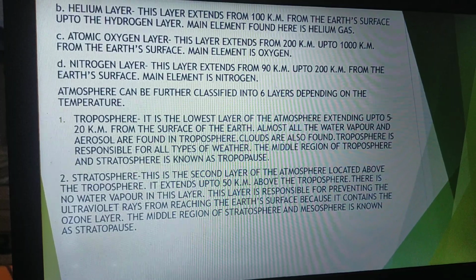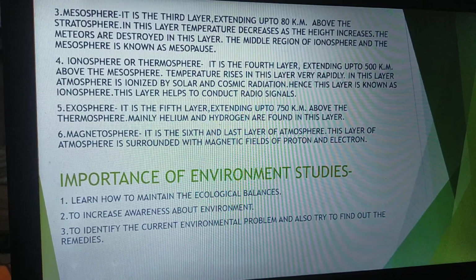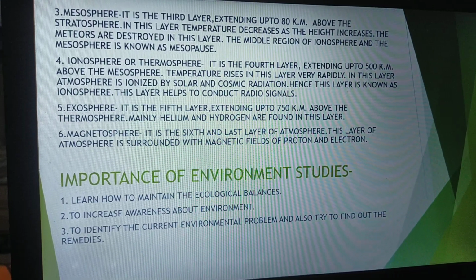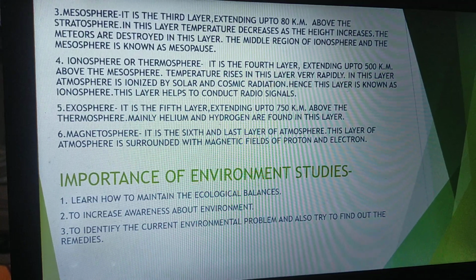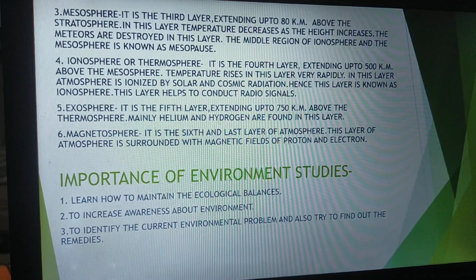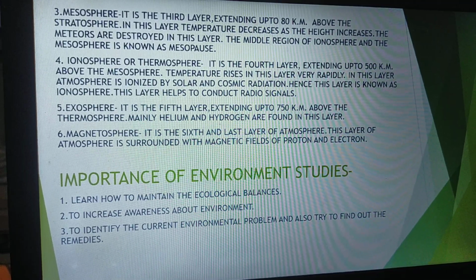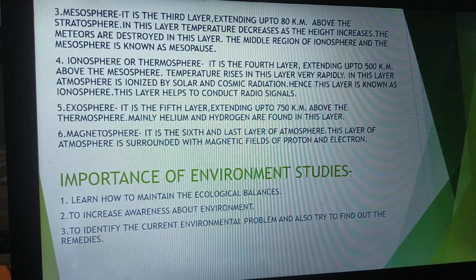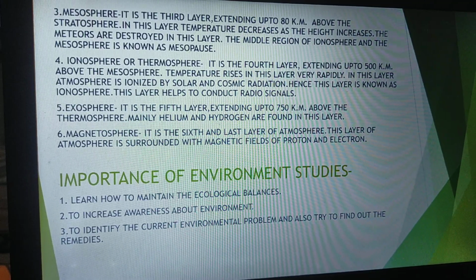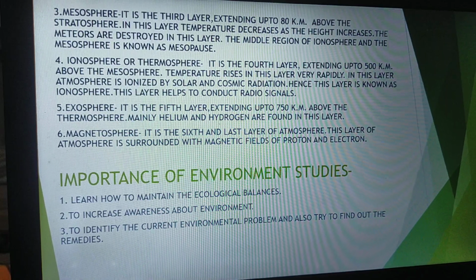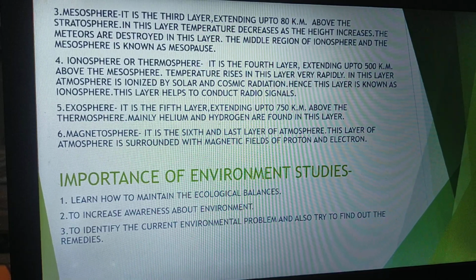Now the third layer is the mesosphere, which extends up to 80 kilometers above the stratosphere. In this layer, the temperature decreases as the height increases. The meteors entering the Earth's atmosphere from outer space are destroyed in this layer. The meeting point of the mesosphere and ionosphere is known as the mesopause.